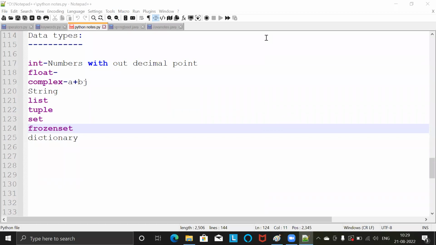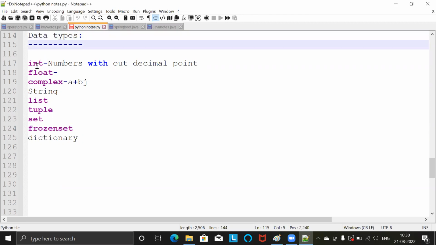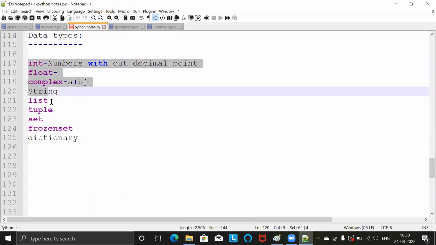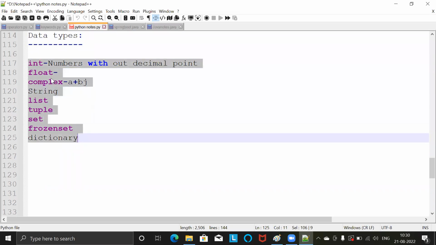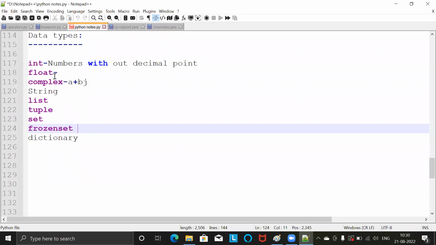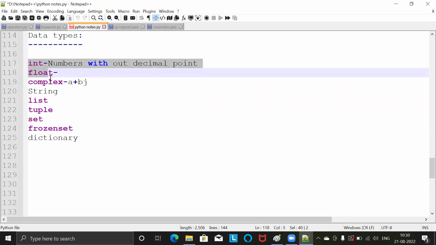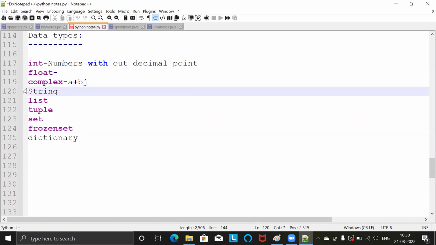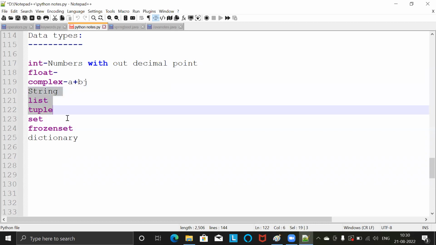Hi friends, in this section I will discuss data types in Python. Data types describe which type of data it is, and there are totally 9 data types in Python: int, float, complex, string, list, tuple, set, frozen set and dictionary. In this section I will discuss the first 3 data types, and the remaining 6 in later sections.